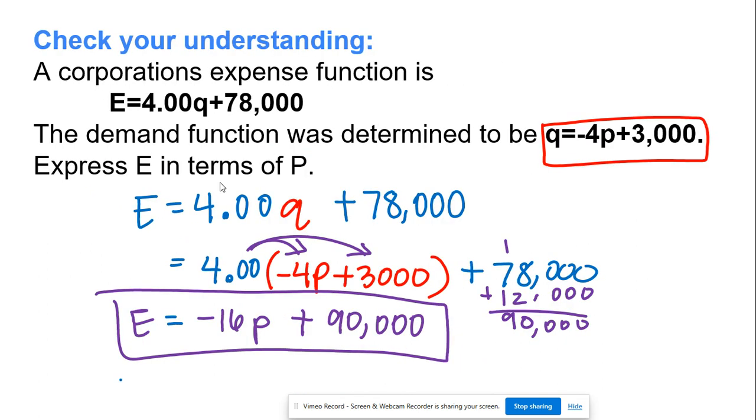Check your understanding is pretty similar. We take the total expense function, which is 4.00Q plus 78,000, and our goal is to rewrite that in terms of P. So replace Q with negative 4P plus 3,000 because that was given in the equation. Distribute and combine your like terms. You'll get your expense function is equal to negative 16P plus 90,000.